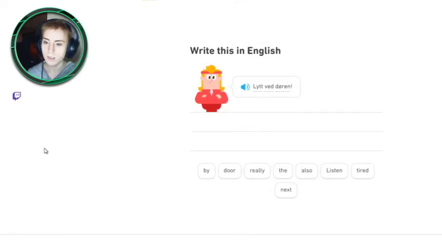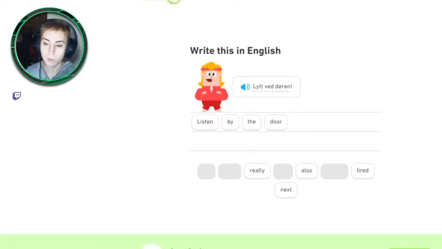Lytt ved døren. Listen by the door. Lytt is the verb without the ending. I think there are some verbs that don't change form at all, and for those, you just have to know the context of the sentence. Lytt ved døren, listen by the door. Duolingo is ordering you to eavesdrop on your family.